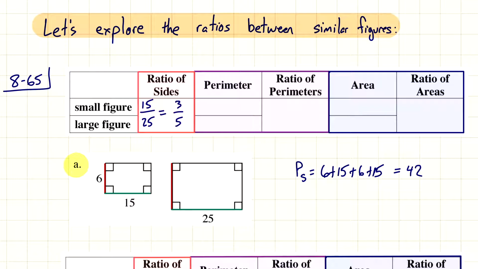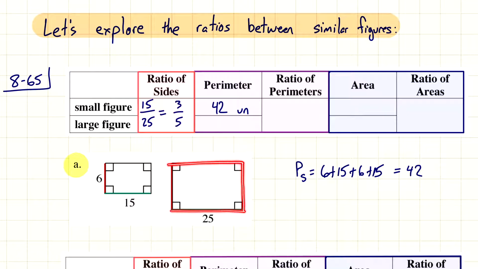All right, so that's 42 units for the small one. So I'm going to put 42 units. I don't know if these are inches or centimeters. I'm just going to put units. And what is the perimeter of the large rectangle?